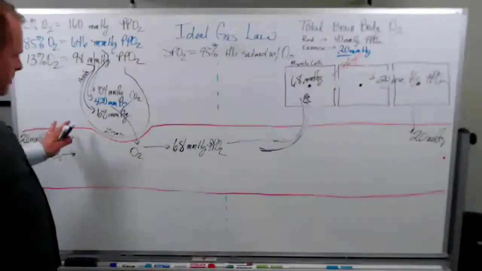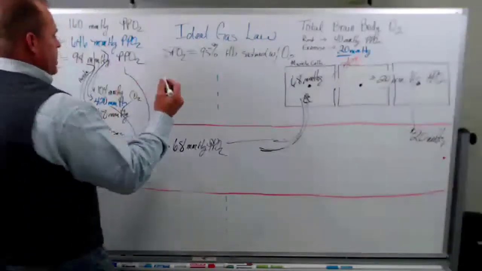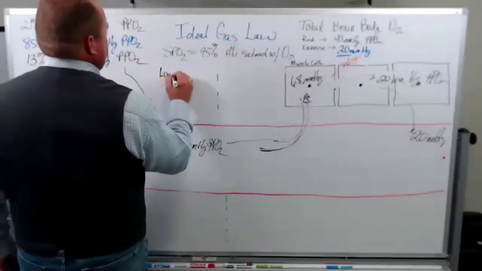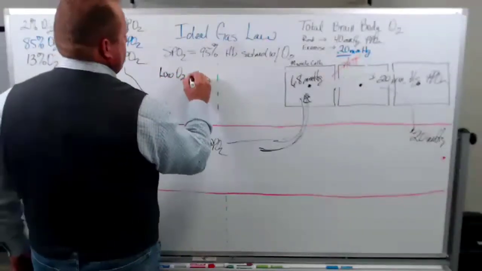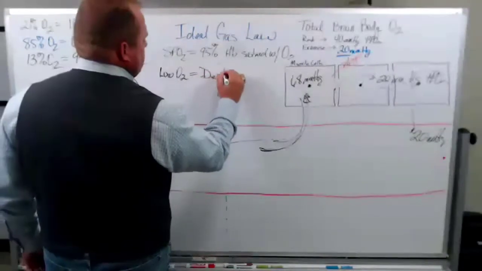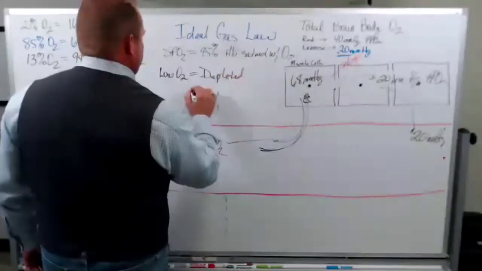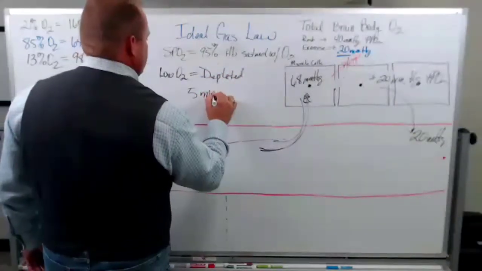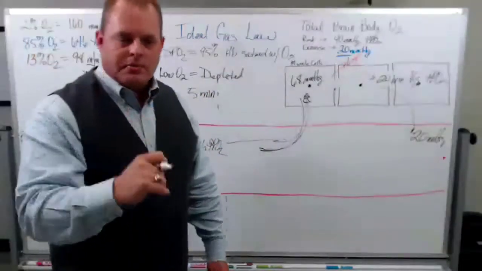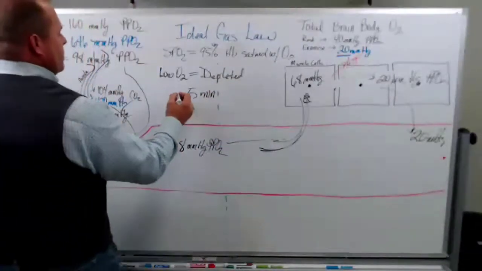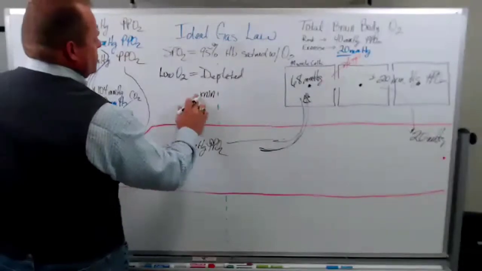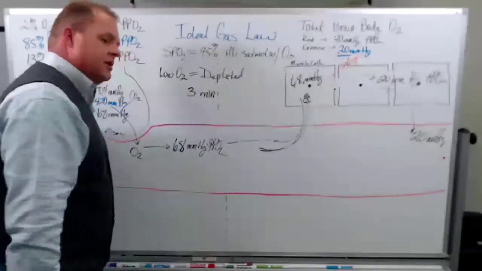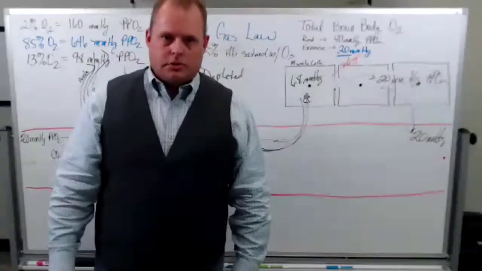Now, I want you in that low O2, depleted. I want you there for 5 minutes. And guys, if you have any questions, just type them up. Elizabeth will get them out to me. Actually, I don't want you there for 5 minutes. I want you there for 3, because it takes your body about 2 minutes to go through its oxygen reserves.